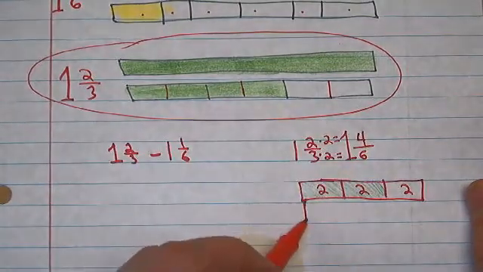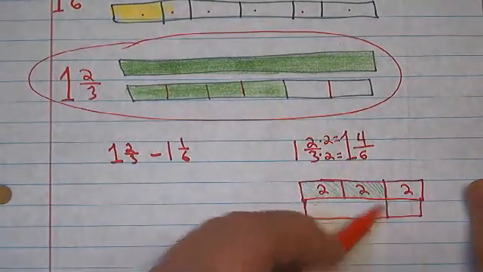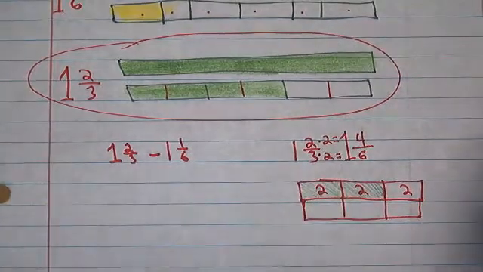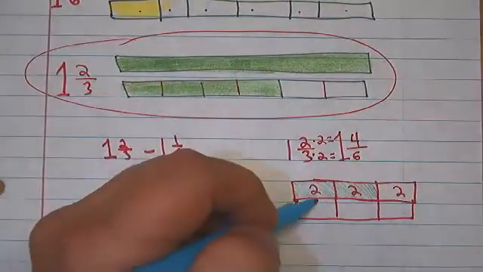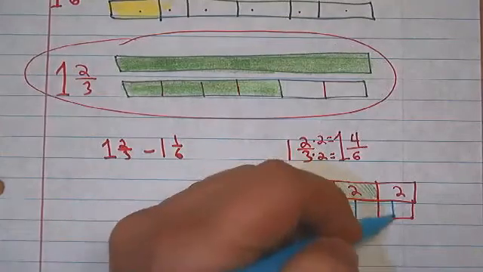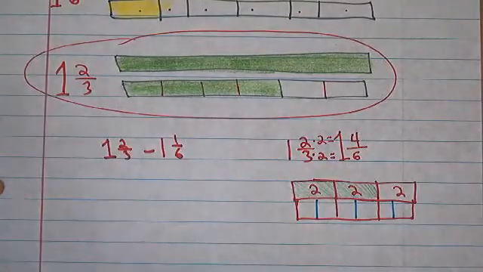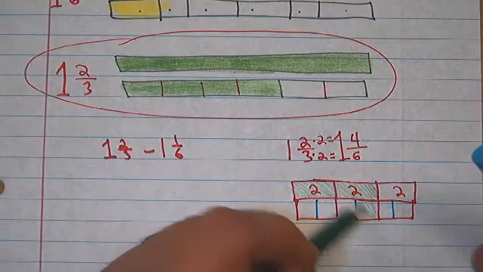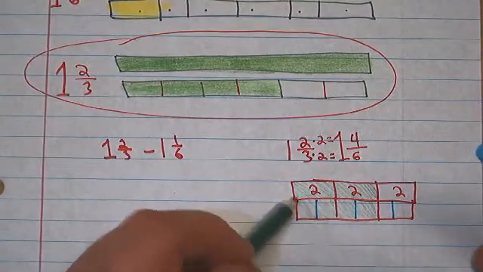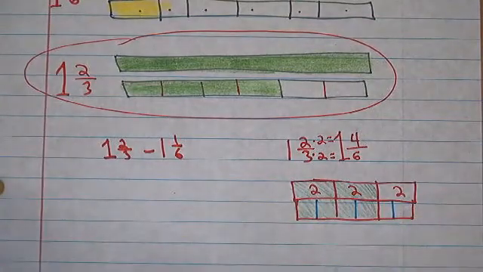And that's going to look like this. If I turn it into 2 pieces, another one, here we go. That's 2 pieces, 2 pieces, 2 pieces, and that much is shaded in. So 2/3 became 4/6.